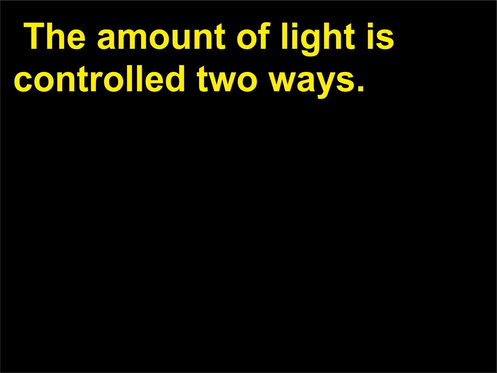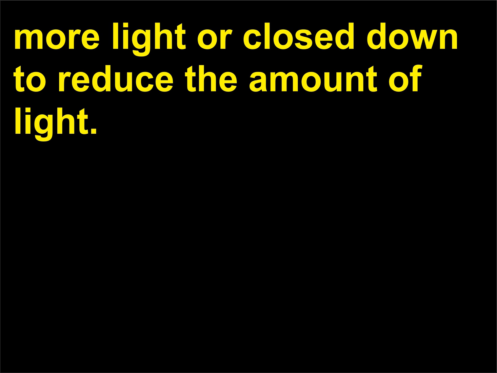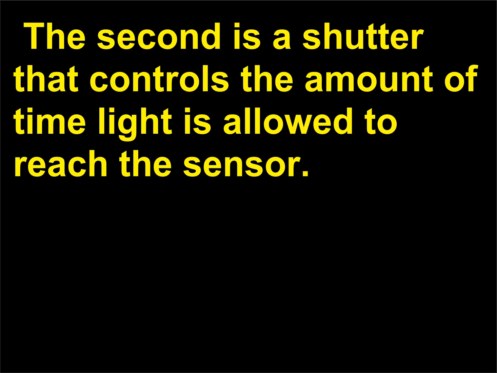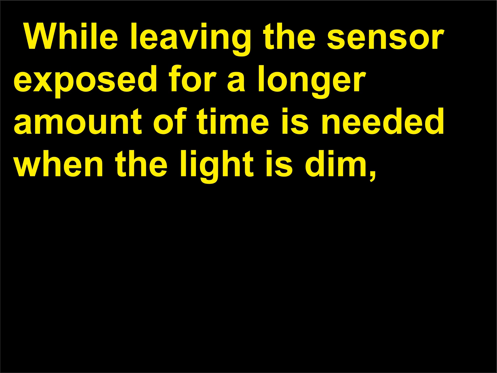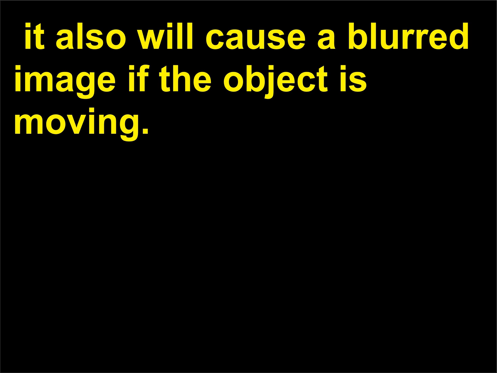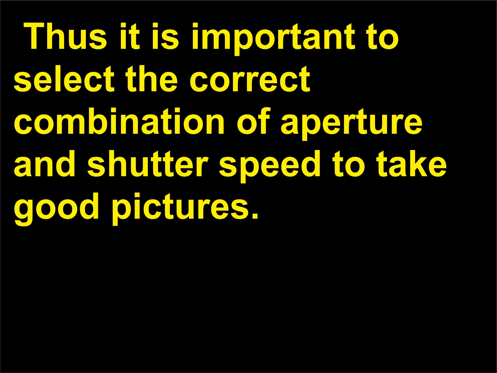The amount of light is controlled two ways. One is to have an aperture that can be opened to admit more light, or closed down to reduce the amount of light. The second is a shutter that controls the amount of time light is allowed to reach the sensor. Leaving the sensor exposed for a longer amount of time is needed when the light is dim. It also will cause a blurred image if the object is moving. Thus it is important to select the correct combination of aperture and shutter speed to take good pictures.